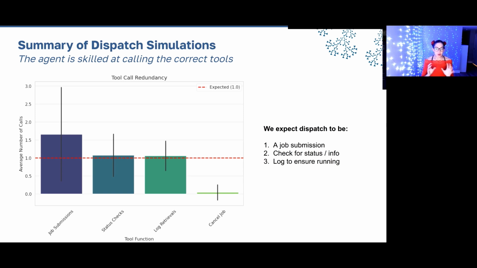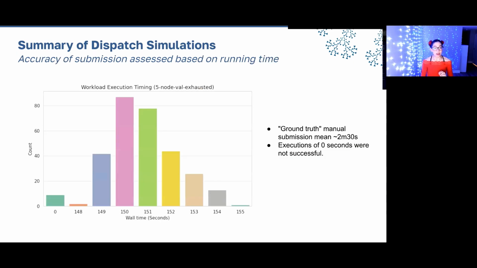And then we have a very small set of cancellations, meaning that the agent did submit and then went back and changed its mind and decided to cancel the job. So this was also a very good result for this preliminary work.